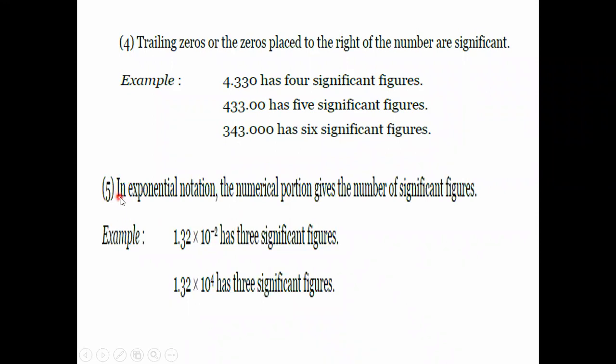In exponential notation, the numerical portion gives the number of significant figures. See, 1.32 into 10 power minus 2 is there. This 1.32 has only 3 significant figures. 10 power minus 2 is not counted. 1.32 into 10 power plus 4 has 3 significant figures. 10 power plus 4 is not counted. Like that we will take. This is regarding the significant figures.